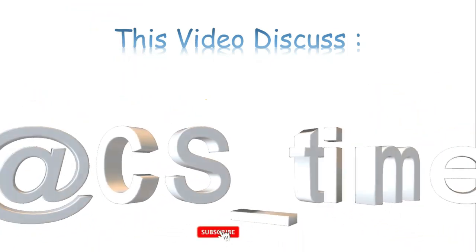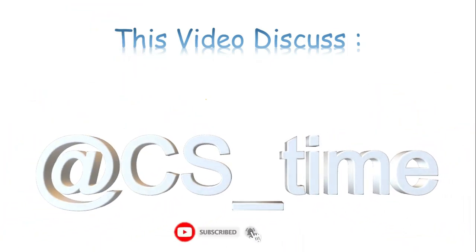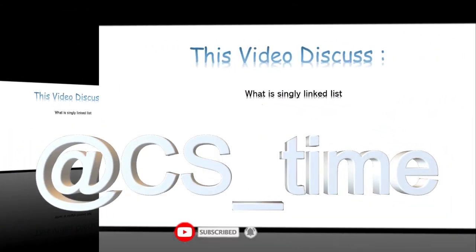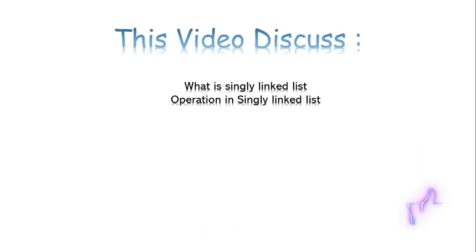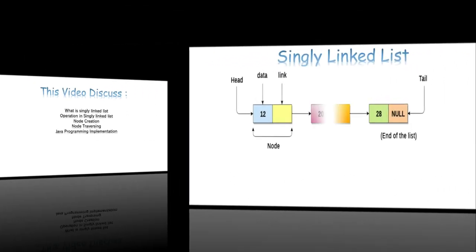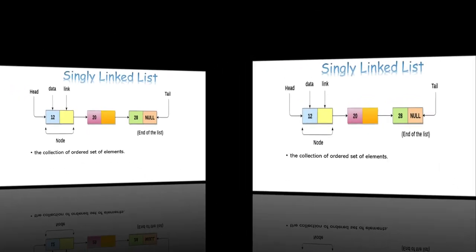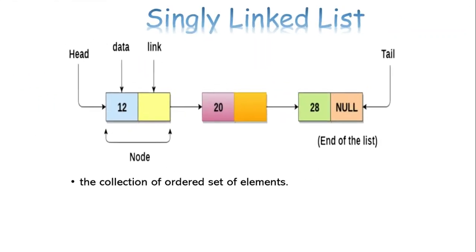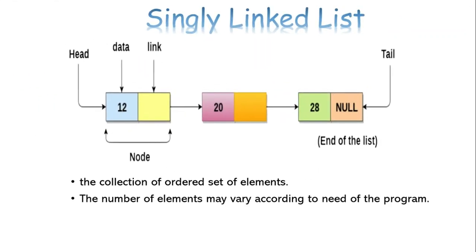Hi coders, CS Time channel here, and this video discusses what is a Singly Linked List, operations in a Singly Linked List, node creation, node traversing, and Java programming implementation. A Singly Linked List is defined as a collection of an ordered set of elements. The number of elements may vary according to the need of the program.